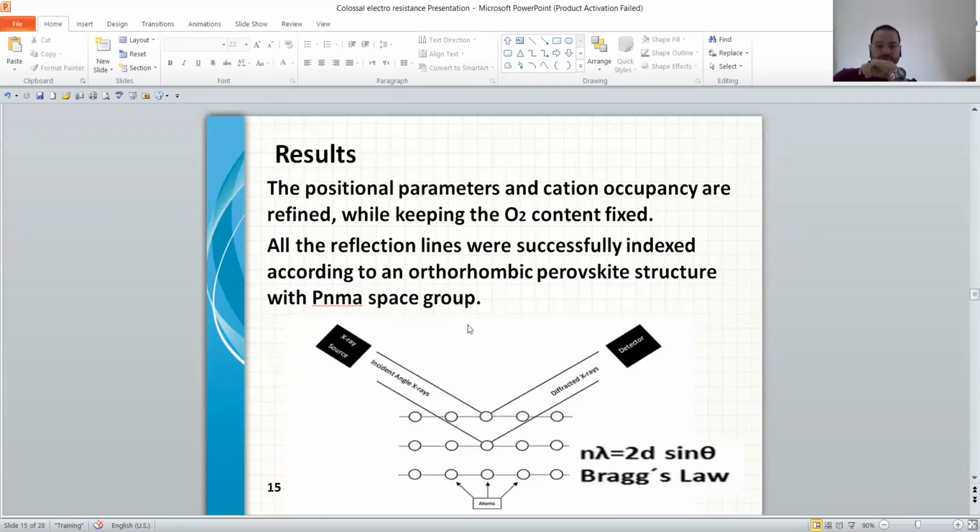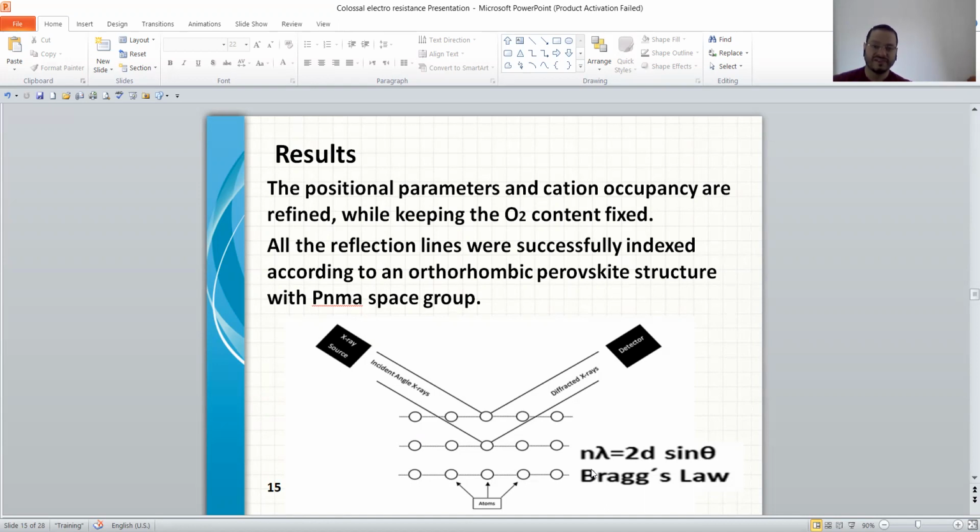Here is an important image, and another one is also important for understanding what all of these images mean. We can use some imagination in our mind to think about what this process is. The positional parameters and cations occupancy are refined while keeping the oxygen content fixed. We must focus on the oxygen content being fixed.